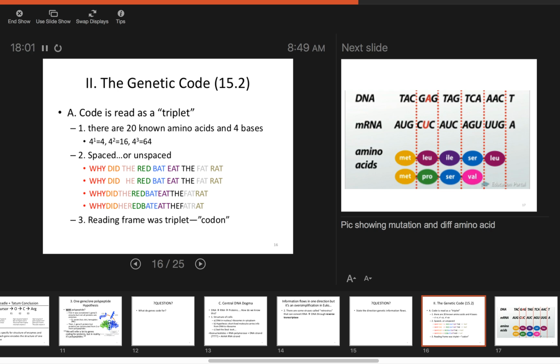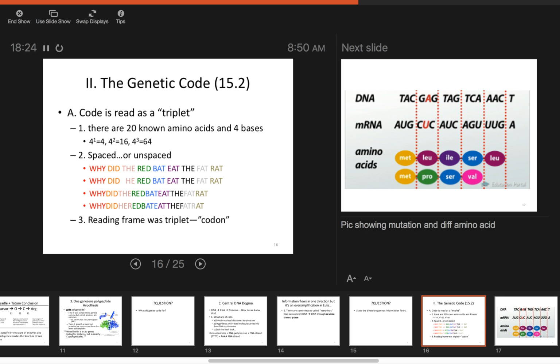All right, so moving on to the genetic code. This is the last section I'll cover today. The code is read as a triplet. And so now you're probably wondering, well, how do we know that? Right now, as far as we know, there are 20 known amino acids that are found in living things. And we know that DNA has 4 bases, which are A, T, G, C.